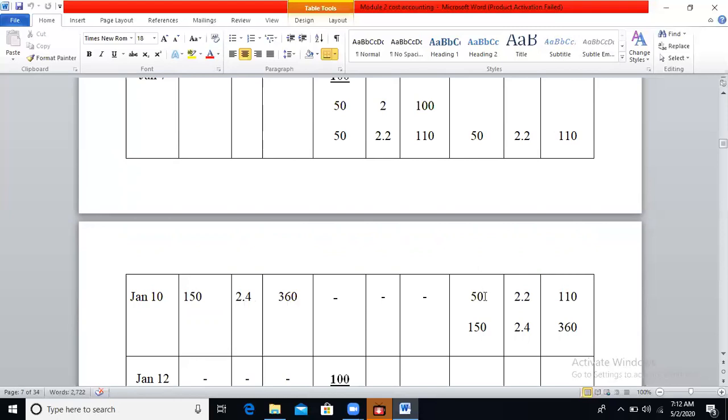Now, the previous balance you have to write first because this should be issued first. Later, if you want the remaining balance, the next purchase will be taken for consideration. So the previous balance is 50 units at rupees 2.2. You will get the value as 110, and we have made a new purchase, that is 150 units at rupees 2.4. The value will be 360.